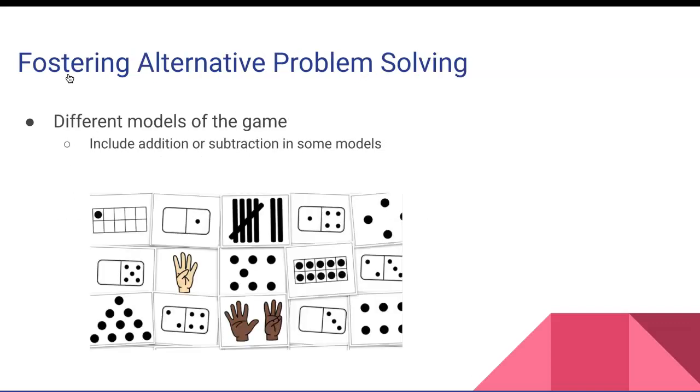So fostering alternative problem solving is like the different models of the game. You can include addition or subtraction in some models. So here you could have 1 plus 4, and then they have to find the hand that has a 5, or they have to find 5 tallies. Or here this is 7, and they have to find the dice that relates to that. You can have ones with just dice, or you can have ones that look like pyramids like this. Just really allowing them to have different models in this game would be another way to include problem solving.